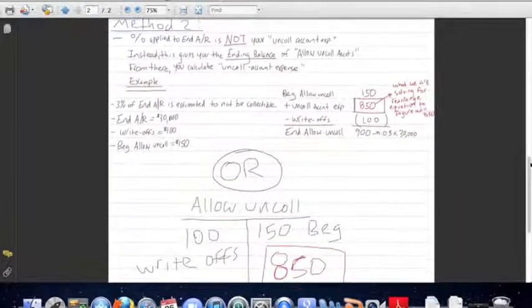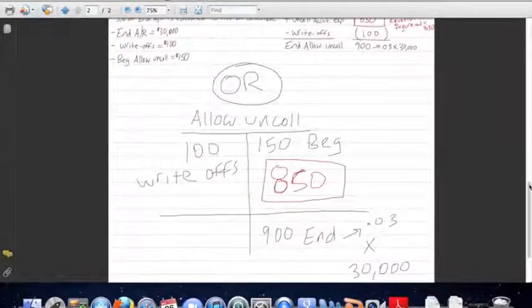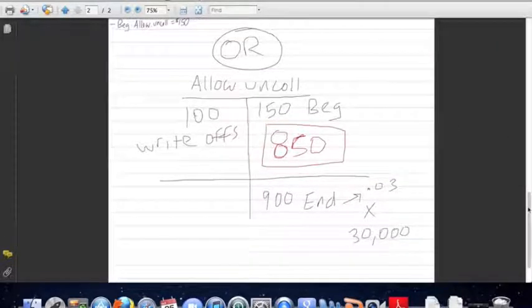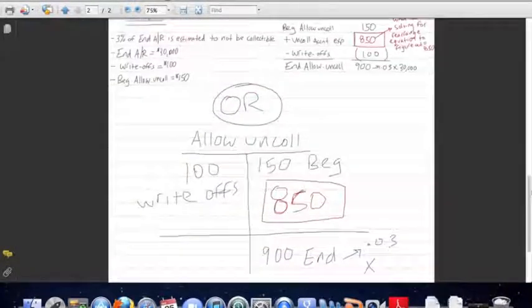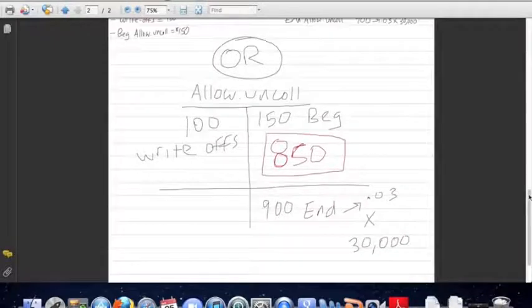One method, the first one, tells you what bad debt expense is, and then you just figure out the ending balance for allowance for uncollectible accounts. The other method gives you the ending balance of allowance for uncollectible accounts, and then you have to figure out bad debt expense. Remember, always on the balance sheet, you're going to put the ending balance of allowance for uncollectible accounts. And the income statement is where you put bad debt expense.